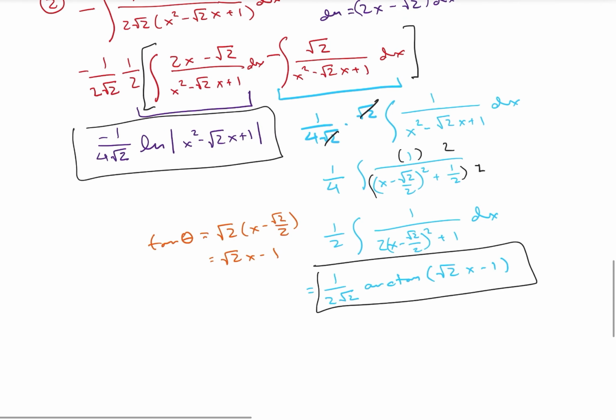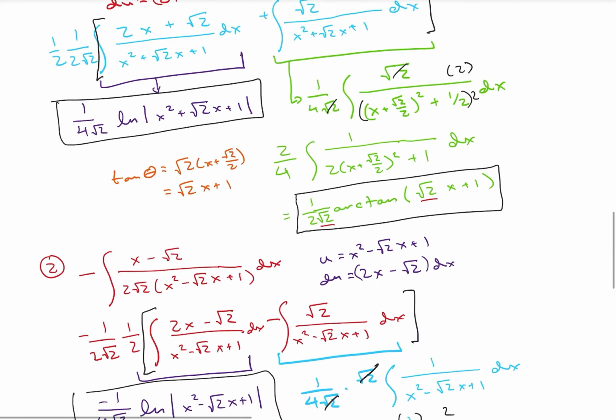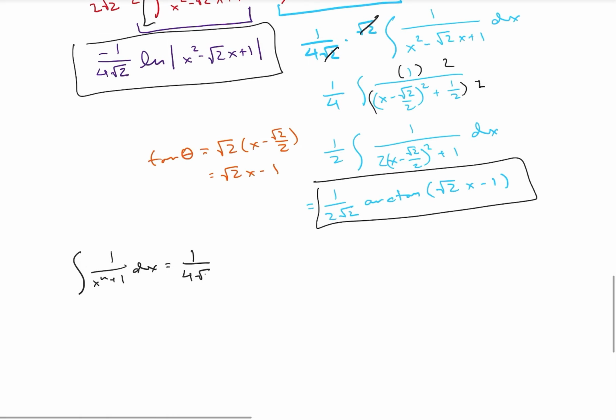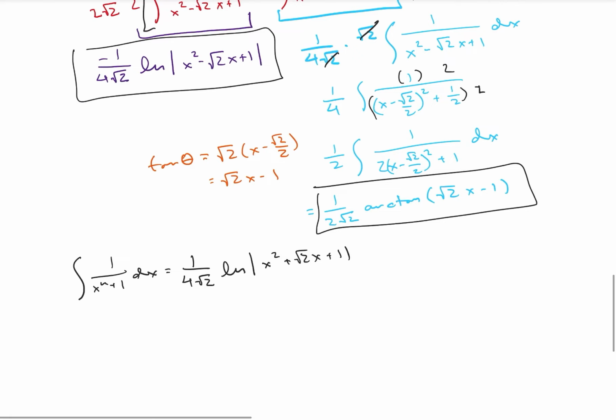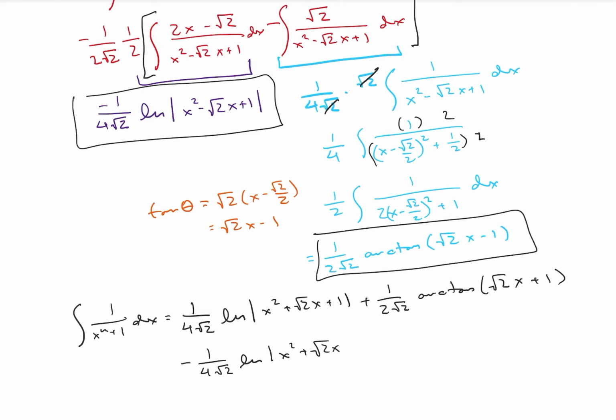Our integral, which we've just solved, the integral of 1 over x to the 4th plus 1 dx, is going to be 1 over 4 square root of 2 times the natural log of x squared plus root 2x plus 1, plus 1 over 2 root 2 arctan of root 2x plus 1, minus 1 over 4 root 2 natural log of x squared plus root 2x plus 1, plus 1 over 2 root 2 arctan of root 2x minus 1. And that whole thing is going to be our solution.